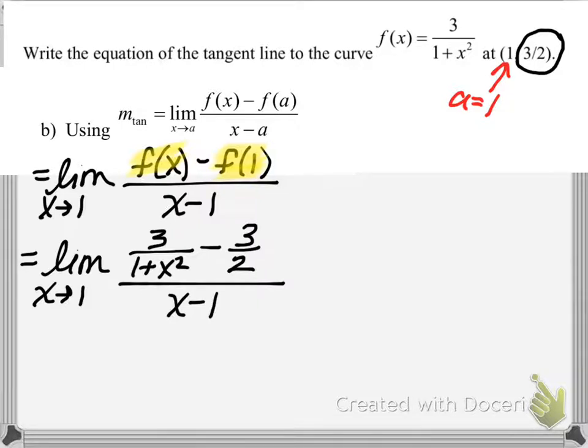So once again, we're going to go ahead and attempt to do direct substitution and substitute in 1. And right away we notice that that will give us division by 0. So we need to do some algebra first. And we're going to get a common denominator in the numerator. Our least common denominator in this case will be 2 times the quantity 1 plus x squared. So we'll be multiplying the first fraction by 2 in the numerator and the denominator. And we'll be multiplying the second fraction by the quantity 1 plus x squared in both the numerator and the denominator.